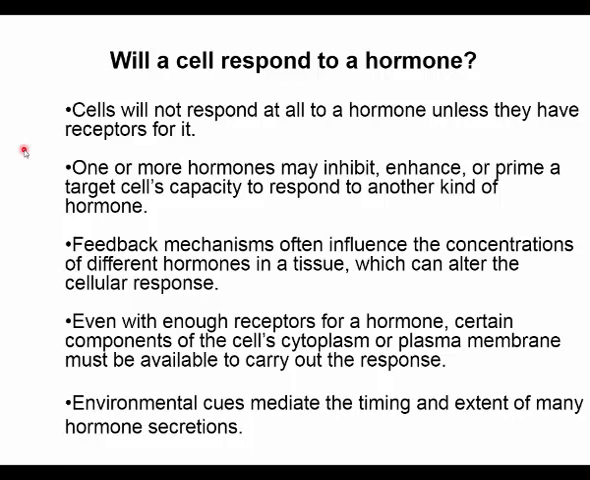You get different feedback mechanisms like we've just talked about, and that will help to alter different hormone concentrations, which will of course alter the cellular response. And even with enough receptors for a hormone, certain components of the cell cytoplasm, like the lack of having ATP inside, might actually cause an effect. So if it's not available, then you won't be able to carry out the response. And then of course you also have environmental cues that mediate timing and the extent of how many hormones are secreted.